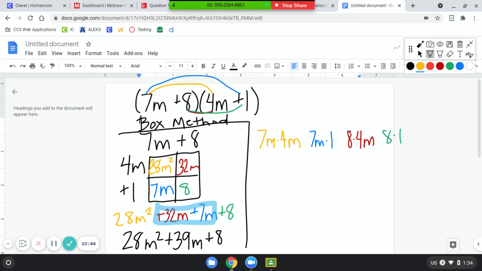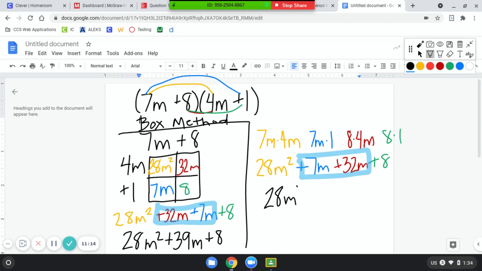Next, I'm going to multiply those. So 7 times 4 is 28. m times m is m squared. 7m times 1 is positive 7m. 8 times 4 is positive 32, and there's an m. 8 times 1 is positive 8. I'm going to combine my like terms. And that's going to give me 28m squared plus 39m plus 8. So I get the same answer no matter which method I choose. You choose the method that works for you.